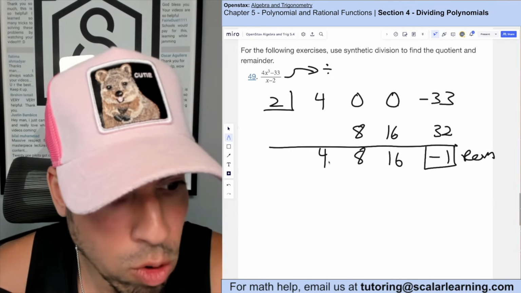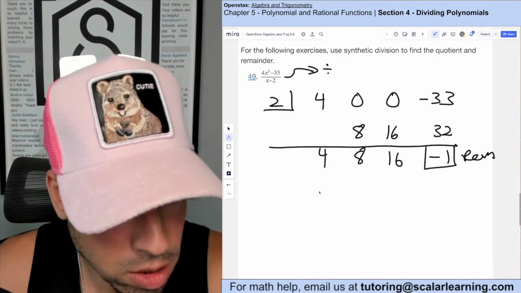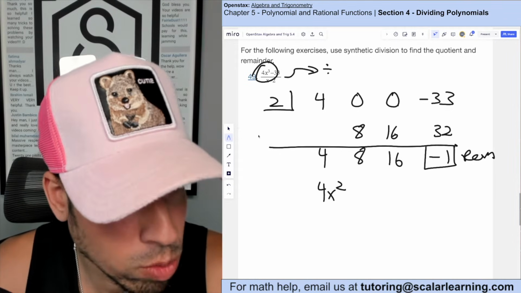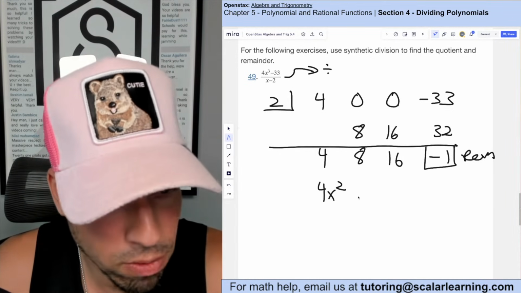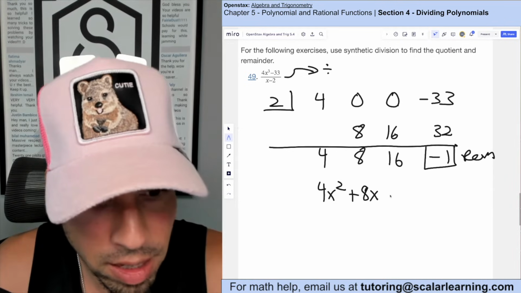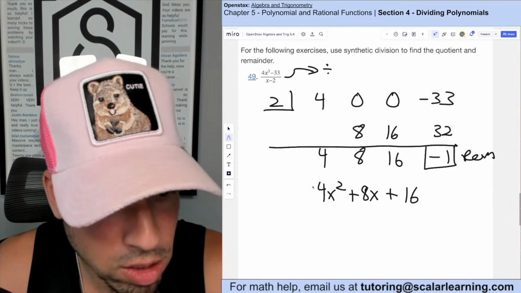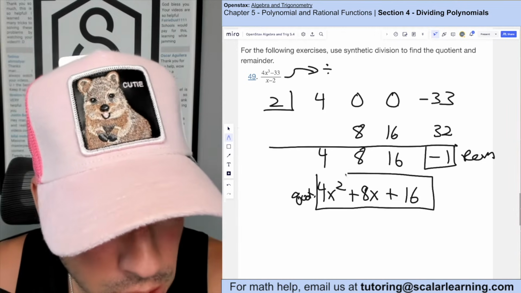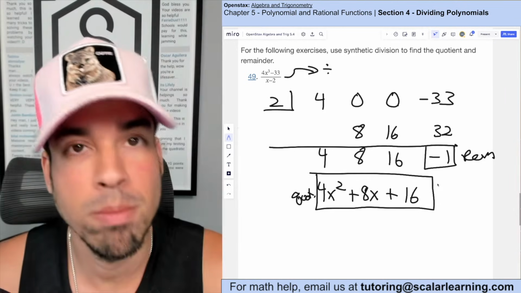And the quotient is therefore going to be this. 4, and then we got x squared, because we started with x cubed, so this is always going to be one level down. 4x squared plus 8x plus 16. That's the quotient. And so this is all this is asking for, the quotient and the remainder. There you have it. Boom, done.